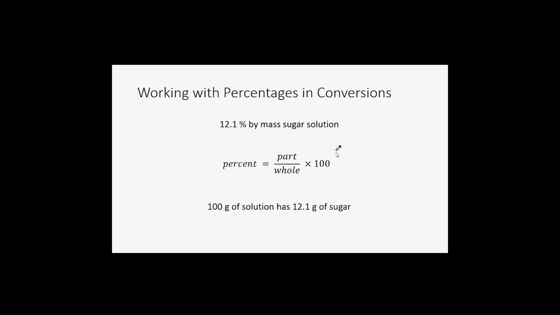For example, if a solution is 12.1% by mass sugar, it would be easy to use 100 grams of solution as the arbitrary value, since any percent is the part divided by the whole times 100. If you choose 100 grams of a solution, the amount of sugar in that solution is 12.1 grams. This greatly simplifies calculations using percentages.